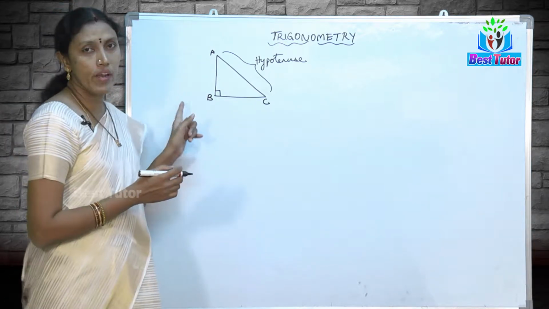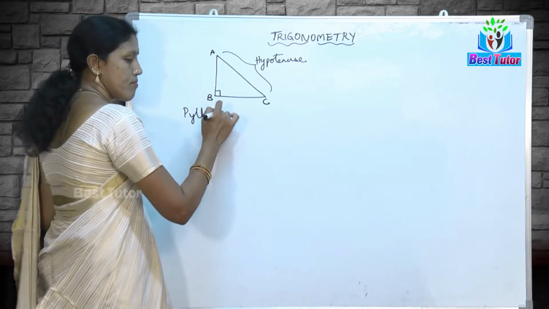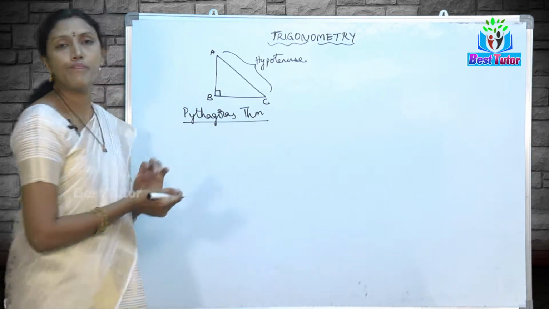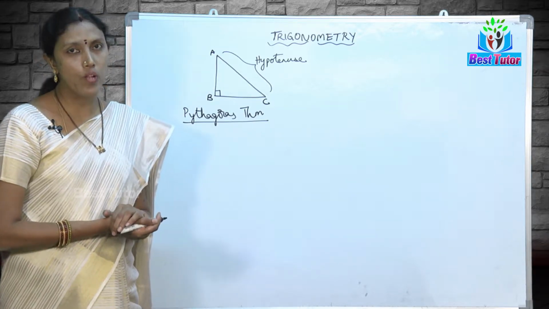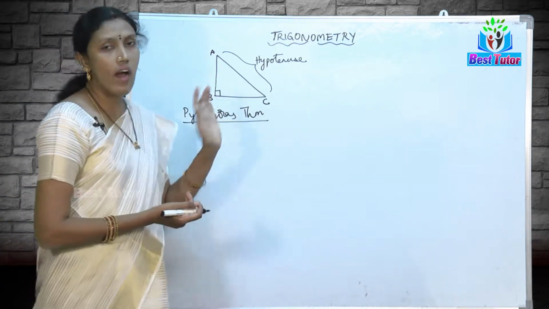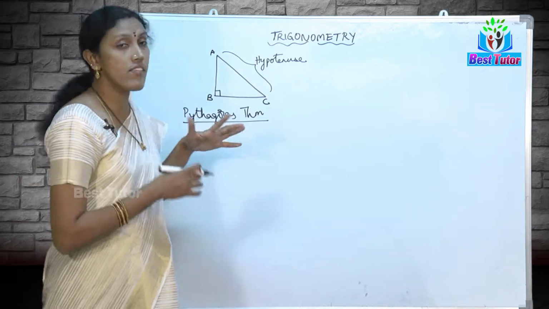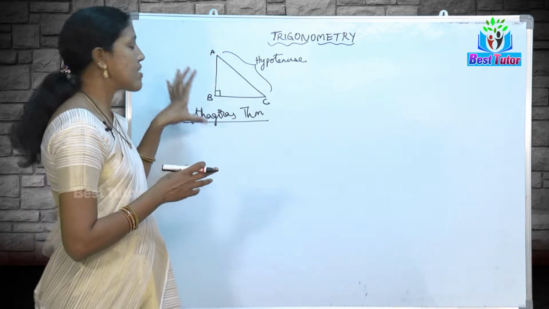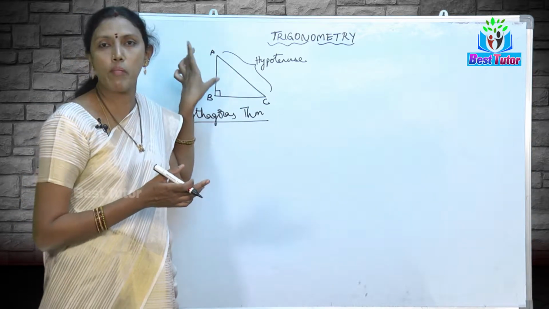And the very important property of a right angled triangle is Pythagoras theorem. According to Pythagoras theorem, in a right angled triangle, the square of the hypotenuse is equal to the sum of the squares of the other two sides. This is the hypotenuse, and these two are the other two sides. AB and BC are the other two sides, right? We will not learn it as AC square is equal to AB square plus BC square. That is going to be a wrong notion. A right angle triangle can be named using any other letters. So let us not stick to AC square is equal to AB square plus BC square.